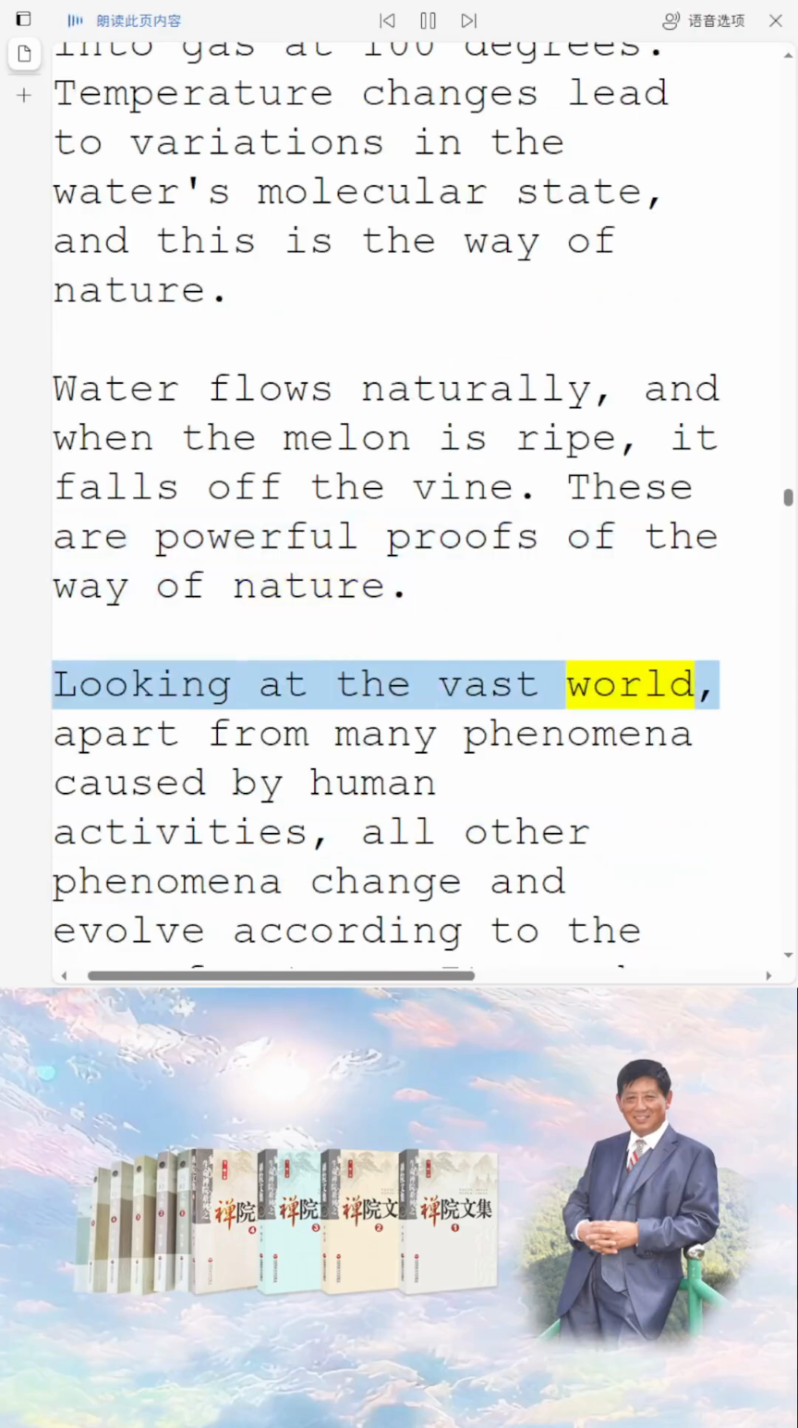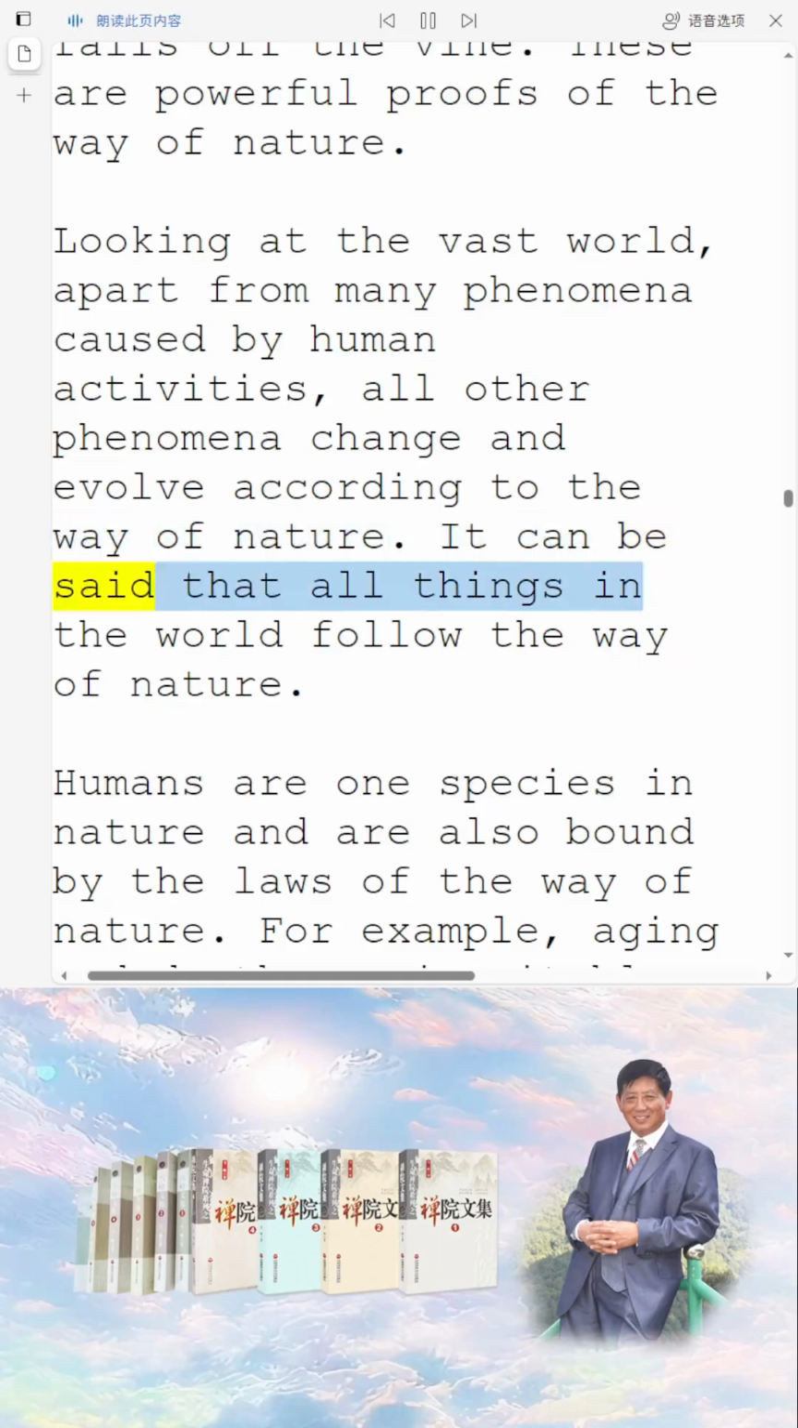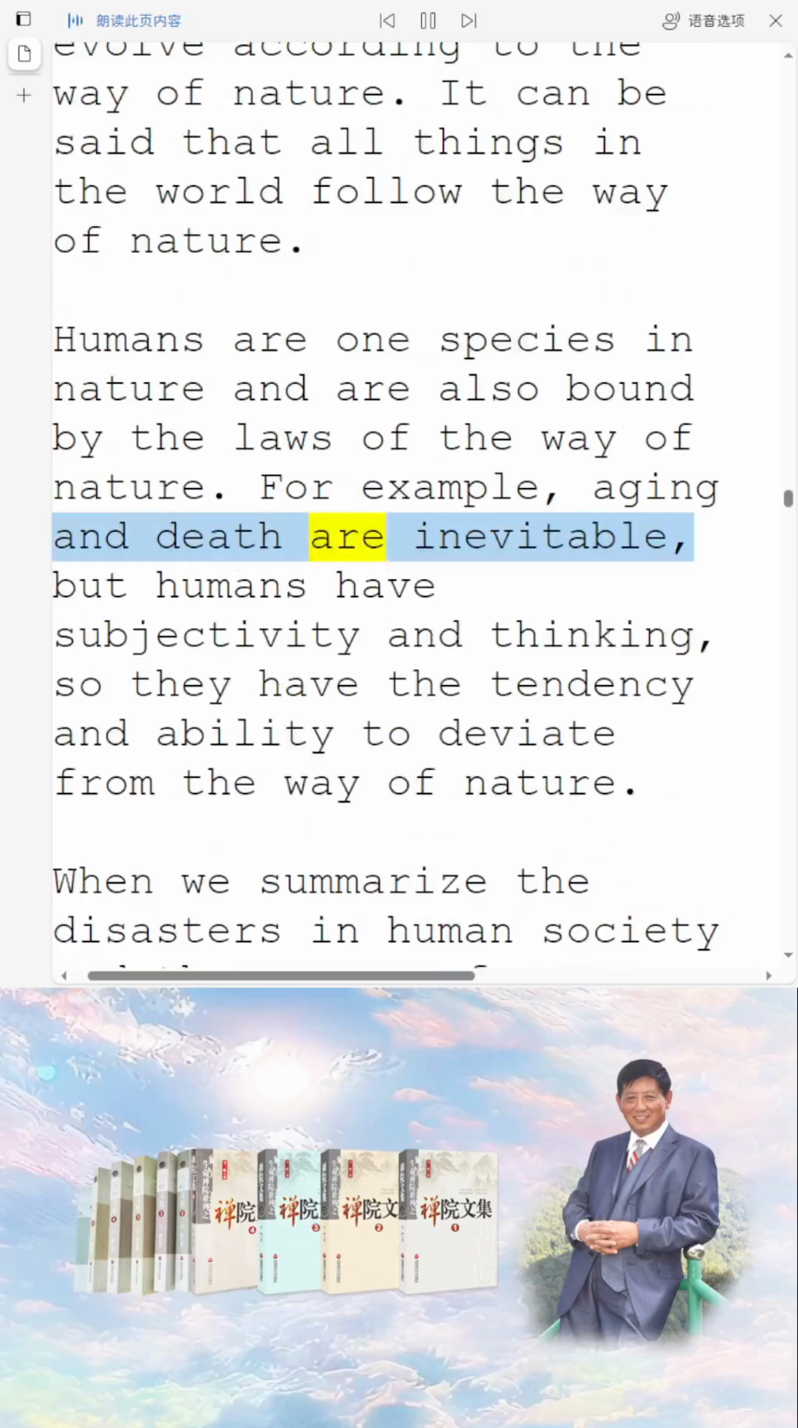Looking at the vast world, apart from many phenomena caused by human activities, all other phenomena change and evolve according to the way of nature. It can be said that all things in the world follow the way of nature. Humans are one species in nature and are also bound by the laws of the way of nature. For example, aging and death are inevitable, but humans have subjectivity and thinking, so they have the tendency and ability to deviate from the way of nature.